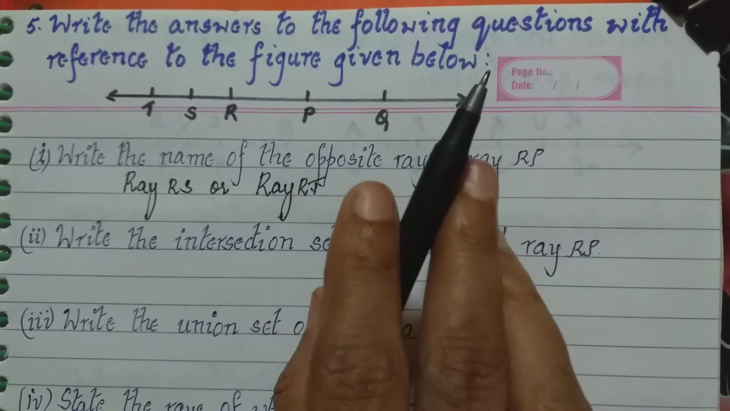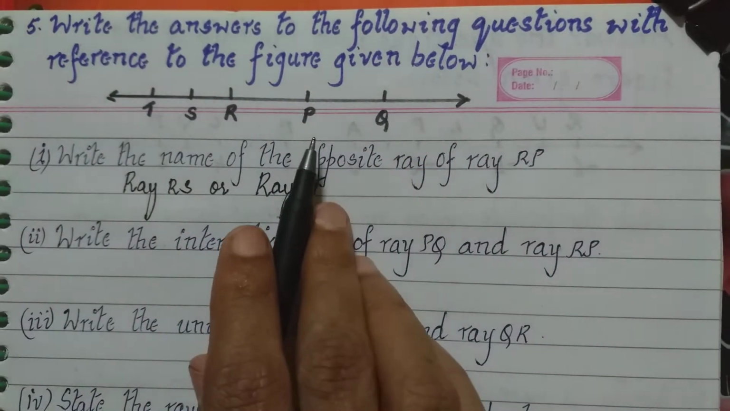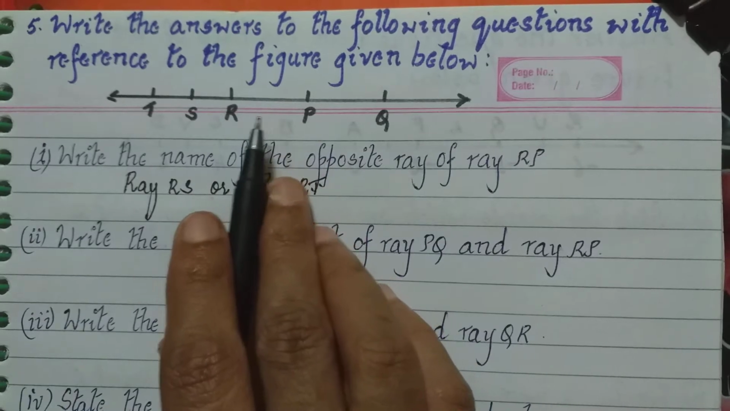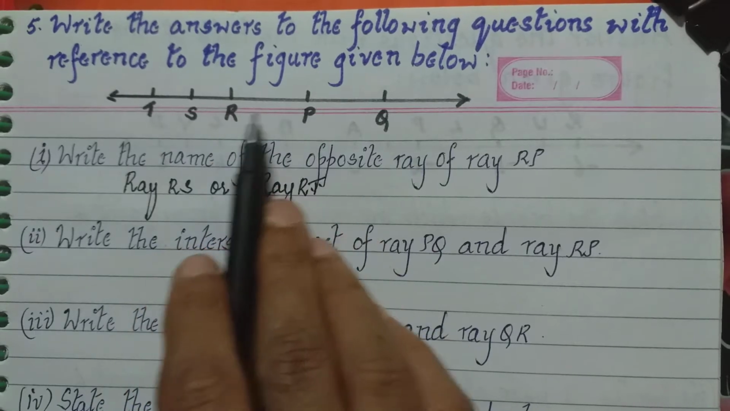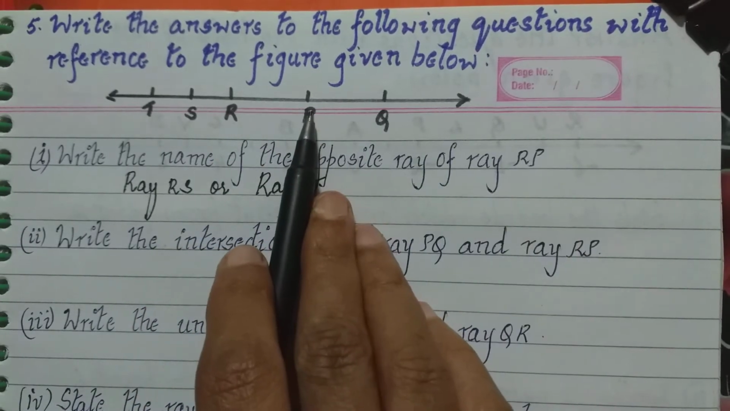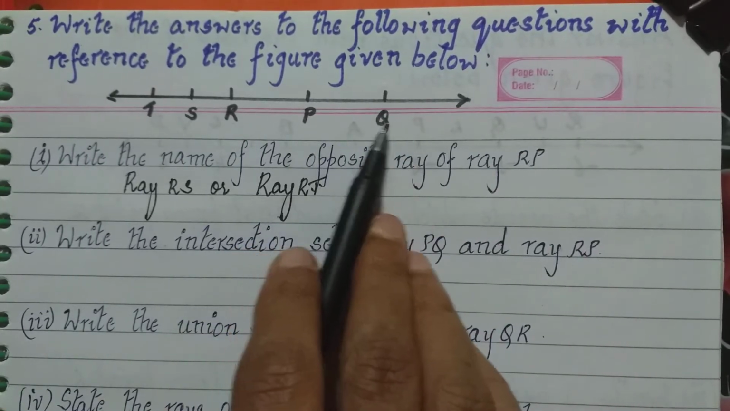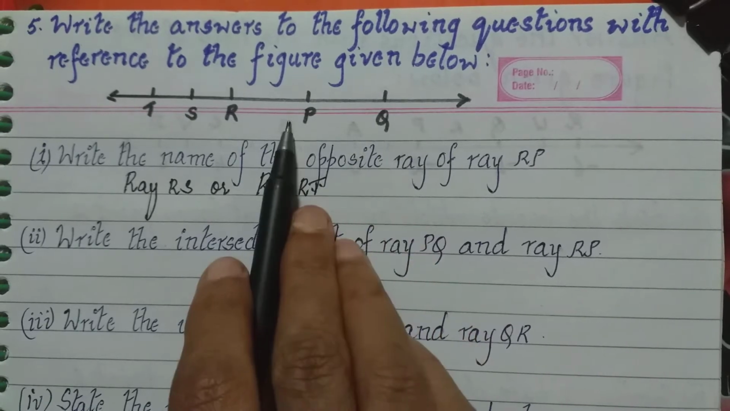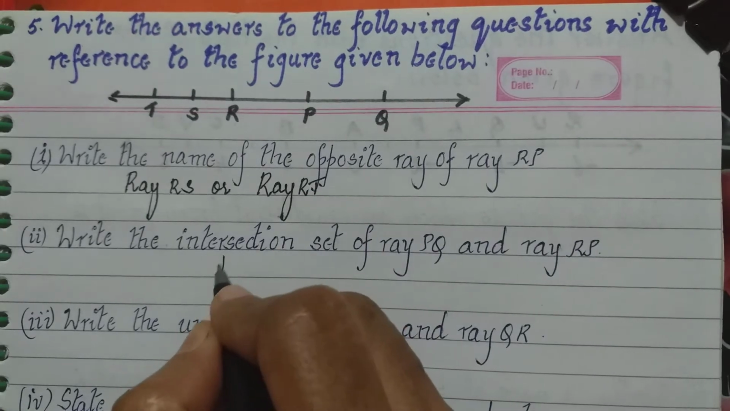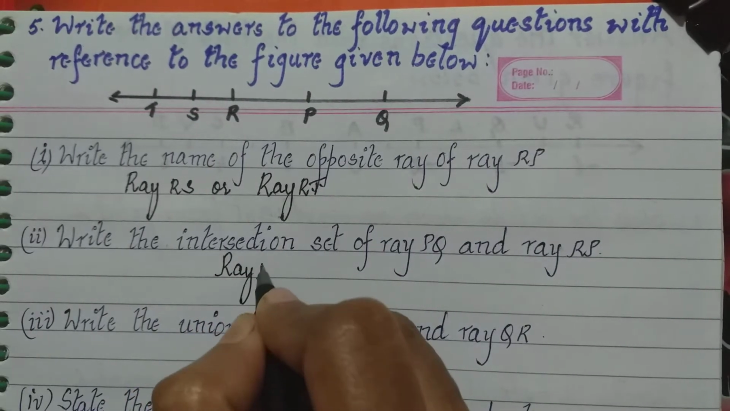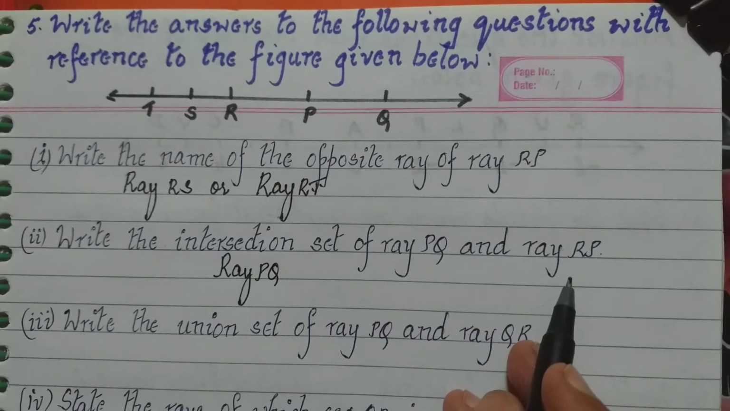Now PQ is going in this direction, RP is also going in this direction. Now when they say intersection, it is the point or the region where they are joining each other. RP is going from R to P and then proceeding further. PQ is going from P to Q and proceeding further. So in this region they are joining each other, or it is overlapping. So ray PQ will be the intersection set. So here we write ray PQ is the intersection set of ray PQ and ray RP.